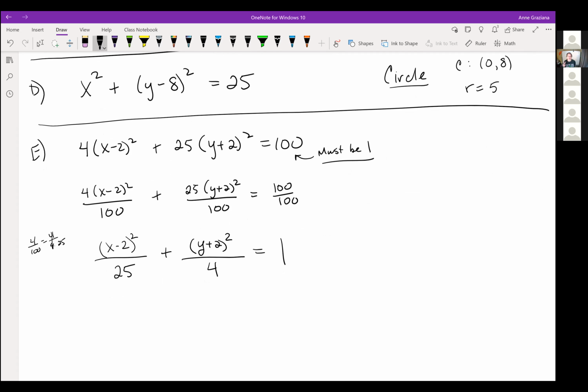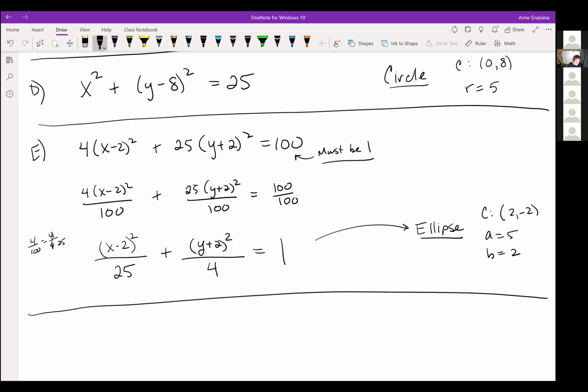Okay, so it was not immediately obvious, but just by dividing by 100 on both sides, I quite easily got it into that ellipse format, right? So now those of you that guessed ellipse, you were correct. And my center is (2, -2), A is 5, and B is 2. Okay, any questions on that?